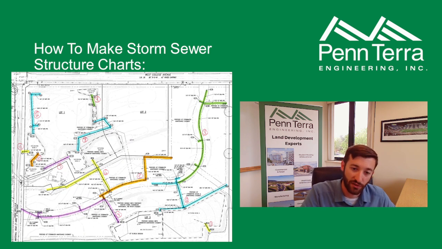Typically, when I set up to do a set of storm charts, I break it up into runs. So you can see this is an example of how I might do it. I would highlight different sections that I want to make individual tables for, and then I would just add all of these tables to my plan sheet.